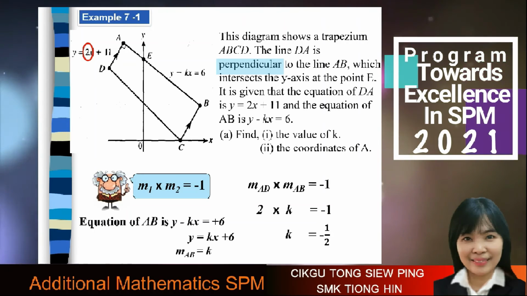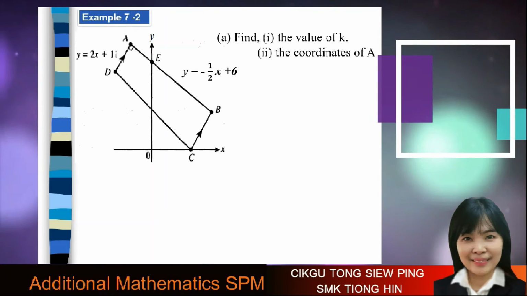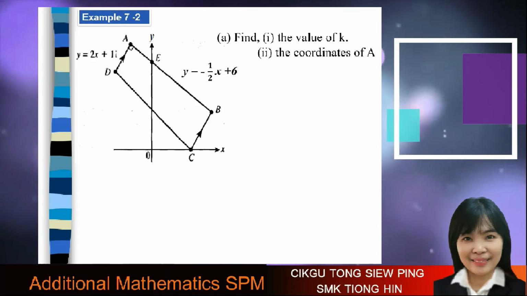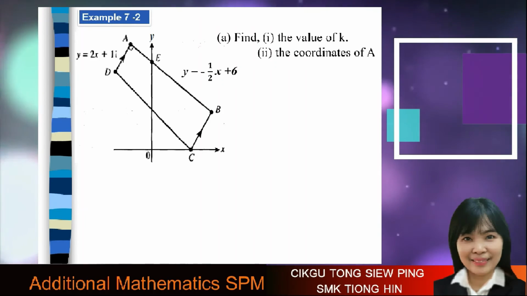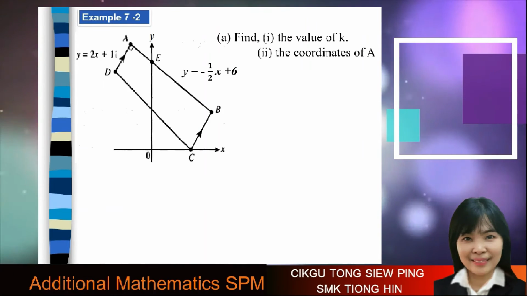Let's continue to solve for A2, to find the coordinates of A. A is the intersection of the line AD and AB.